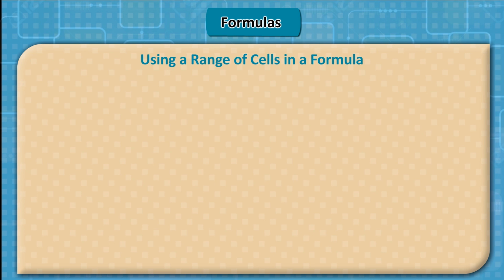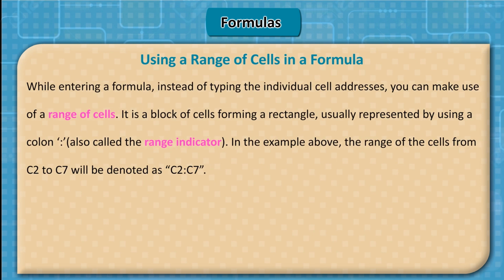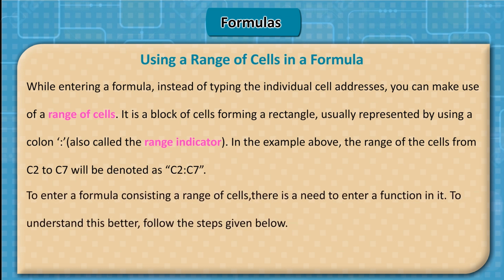Using a range of cells in a formula. While entering a formula, instead of typing the individual cell addresses, you can make use of a range of cells. It is a block of cells forming a rectangle, usually represented by using a colon, also called the range indicator. In the example above, the range of the cells from C2 to C7 will be denoted as C2:C7. To enter a formula consisting of a range of cells, there is a need to enter a function in it.